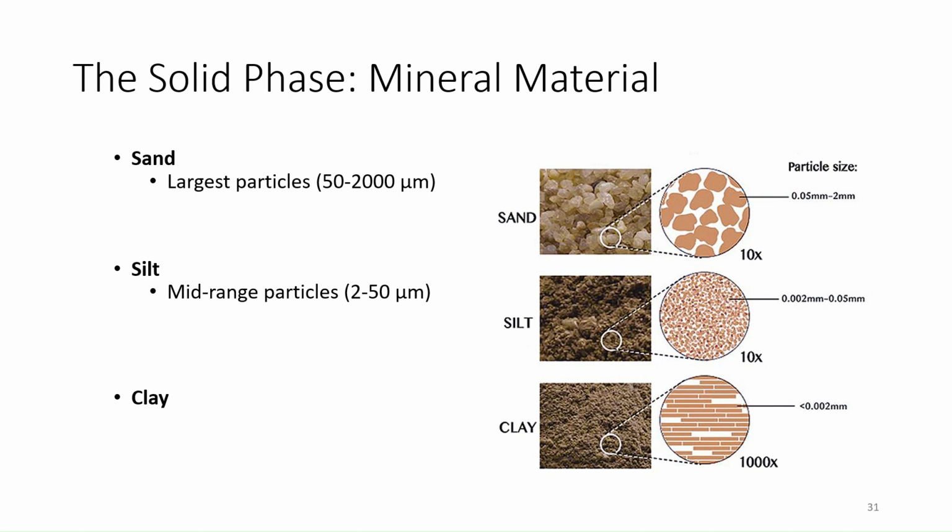Then we have silt particles. This range is the mid range, 2 to 50 micrometers. This size is about the size of, if you've ever made espresso coffee, finely ground coffee, or if you ever pour out some black pepper, you can look at the little teeny little flakes there. It's about that fine. So you can still see the individual particles.